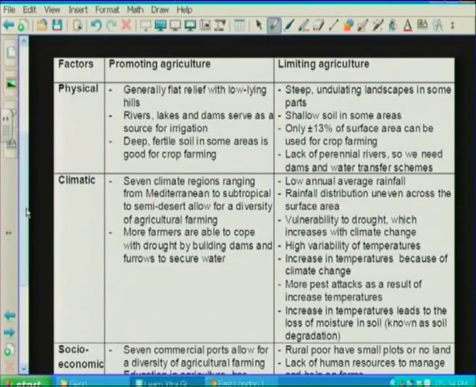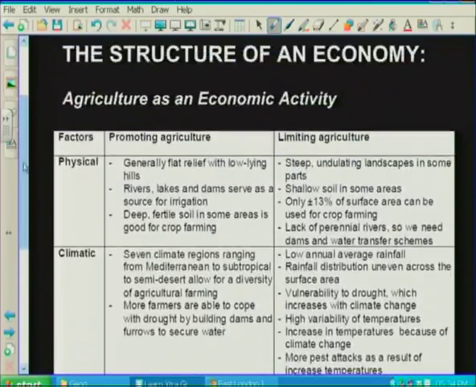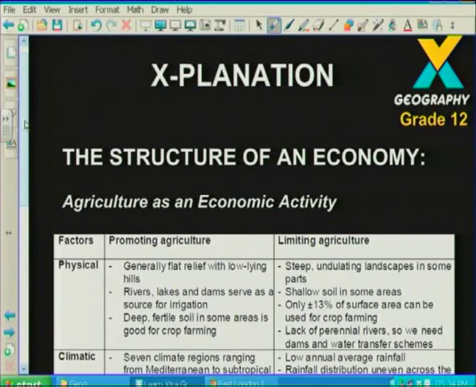On this next slide over here, you can see we've summarized for you the factors that affect or limit agriculture, and you'll see them listed there: physical, climatic, socioeconomic. Now, these three factors are just three of the main ones, but obviously there are many more reasons, political reasons, historical reasons, that you could learn about or read about in your textbook.